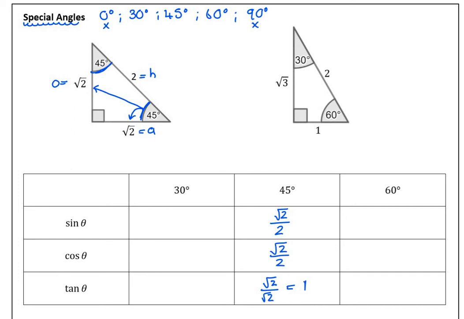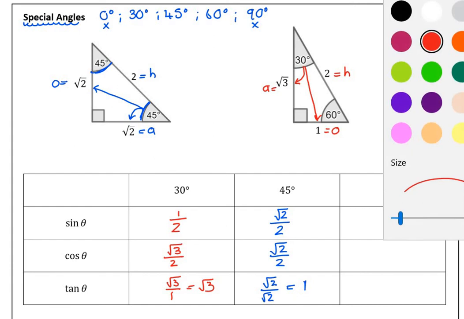But let me say this again. You can use your calculator. You really can. So let's look at 30 degrees. They accurately constructed this, and opposite would have been 1, hypotenuse would have been 2, and adjacent would have been root 3. So sine of 30 degrees is a half, cos of 30 degrees is root 3 over 2, and tan of 30 degrees is 1 over root 3.